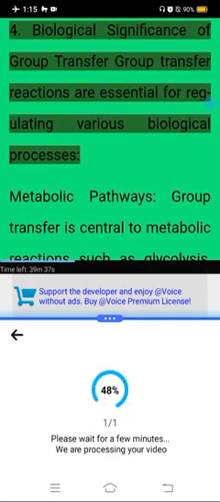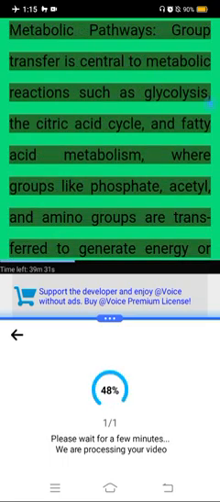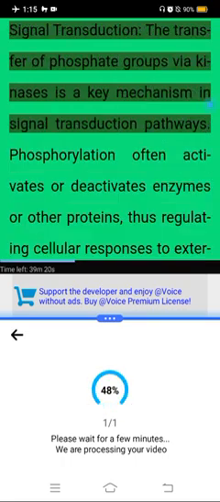4. Biological significance of group transfer. Group transfer reactions are essential for regulating various biological processes. Metabolic pathways. Group transfer is central to metabolic reactions such as glycolysis, the citric acid cycle, and fatty acid metabolism, where groups like phosphate, acetyl, and amino groups are transferred to generate energy or build complex molecules.